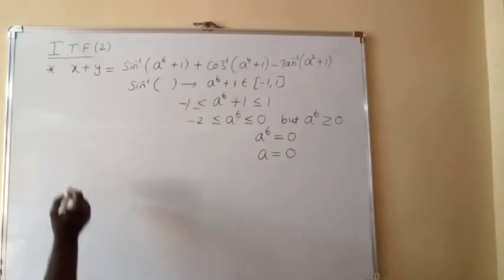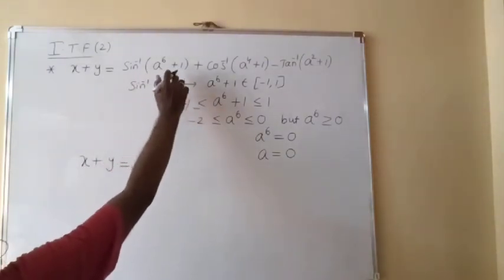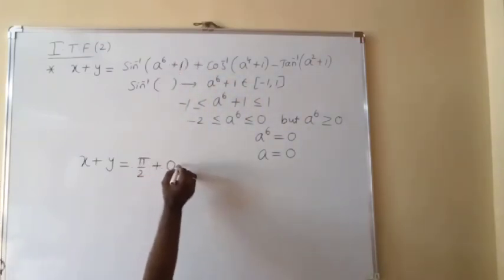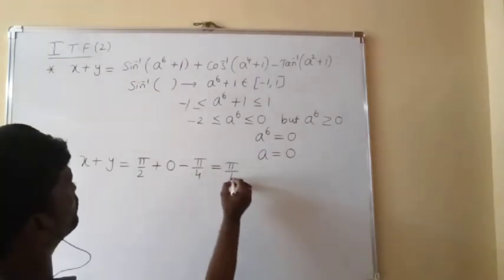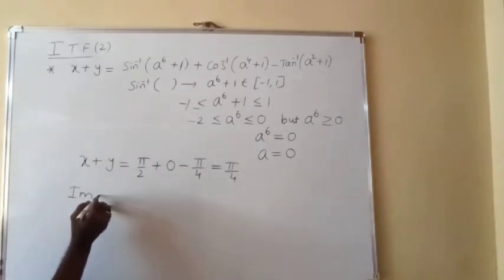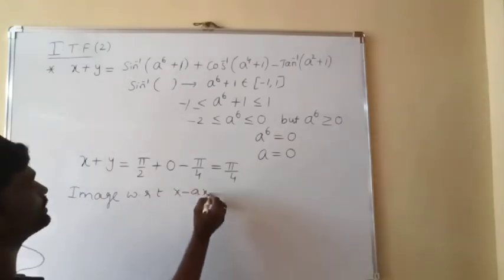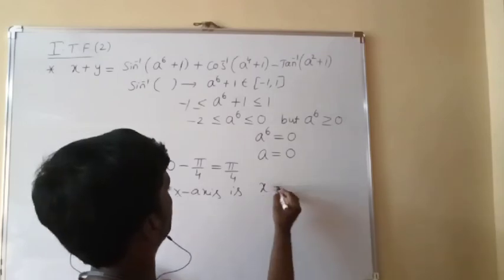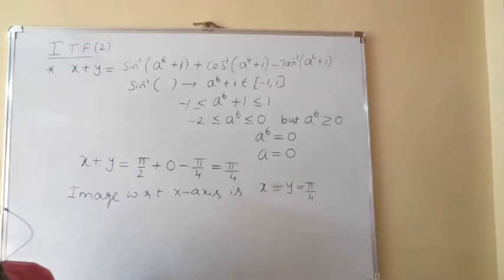So if you put a value 0, then sine inverse of 0 plus 1, sine inverse 1, is pi by 2. Next cos inverse 1 is 0. Next tan inverse 1 is pi by 4. So the given equation of the straight line is x plus y is equal to pi by 4. Then its image with respect to the x-axis is x minus y is equal to pi by 4.